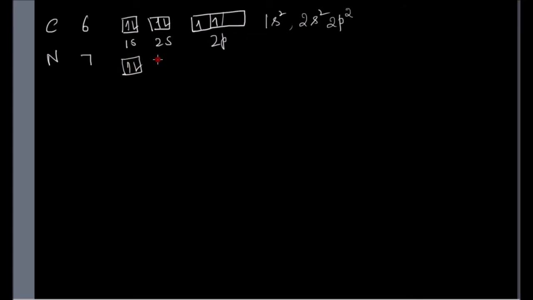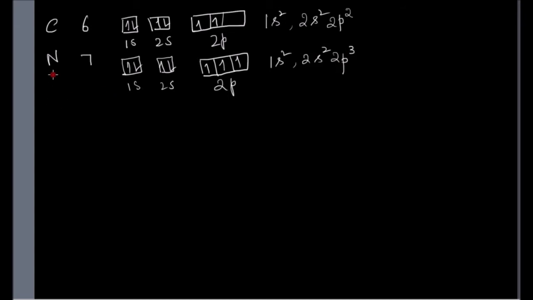Nitrogen now will not be difficult for you. You can write 1s2, 2s with 2 electrons and 2p. Naturally, you will put the 7th electron in the third box. That is why I showed it like a box here to make you understand it better. Now it is the configuration of nitrogen 1s2, 2s2, 2p3.